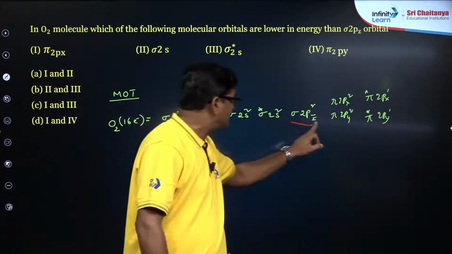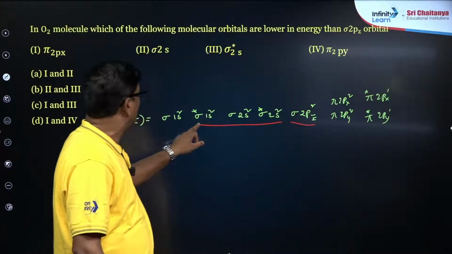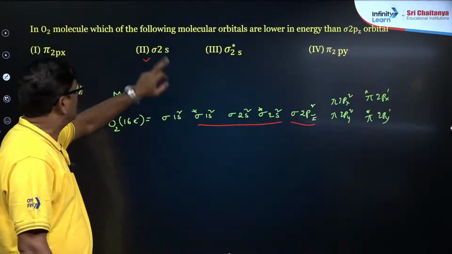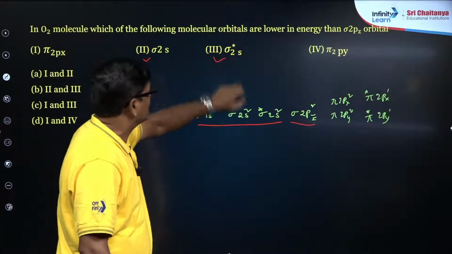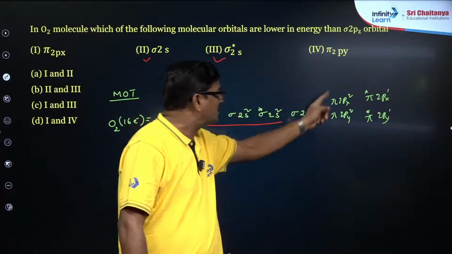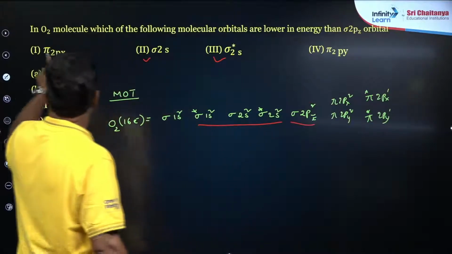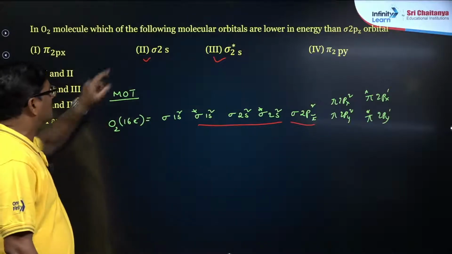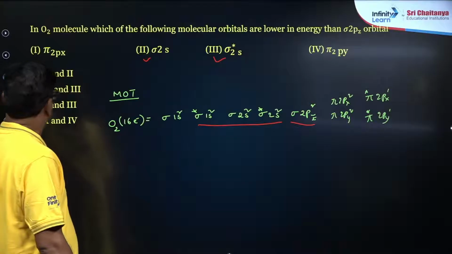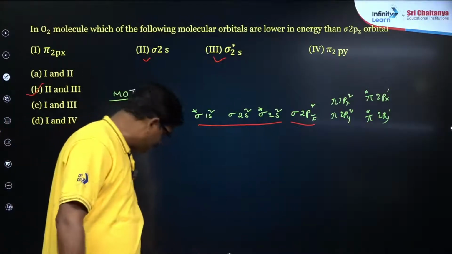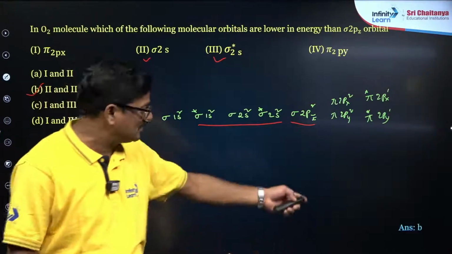The one with lower energy than 2pz will be sigma 2s and sigma star 2s. Pi 2p will be higher, and pi 2px will also be higher. So 2 and 3 is the correct answer. So that is the answer for this question.